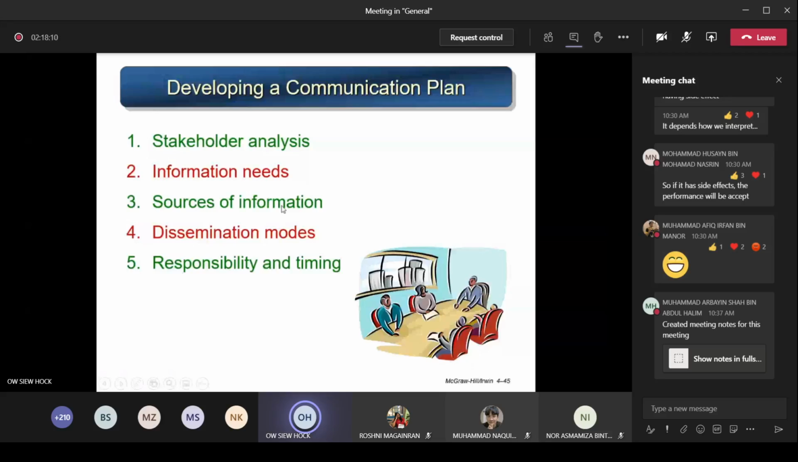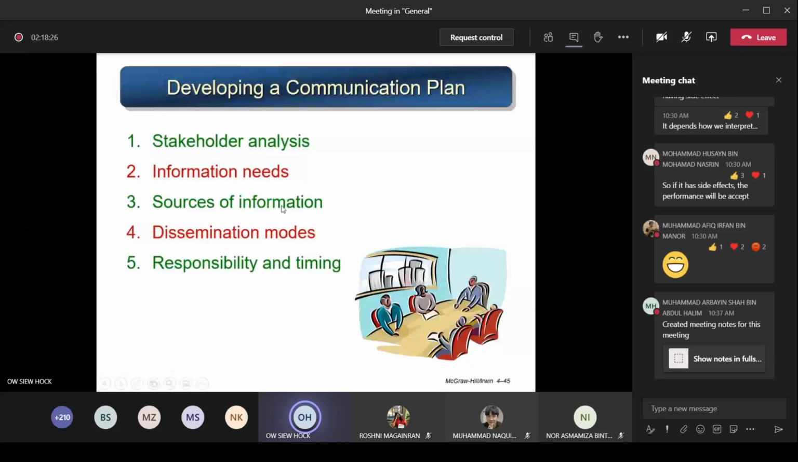Okay, disseminate modes. You see how you send out, how you distribute to the stakeholders that you need to deliver to. Is it through email, bulletin board, or by post? What is the mode? How do you do it? Or by CD, or you publish on a website.